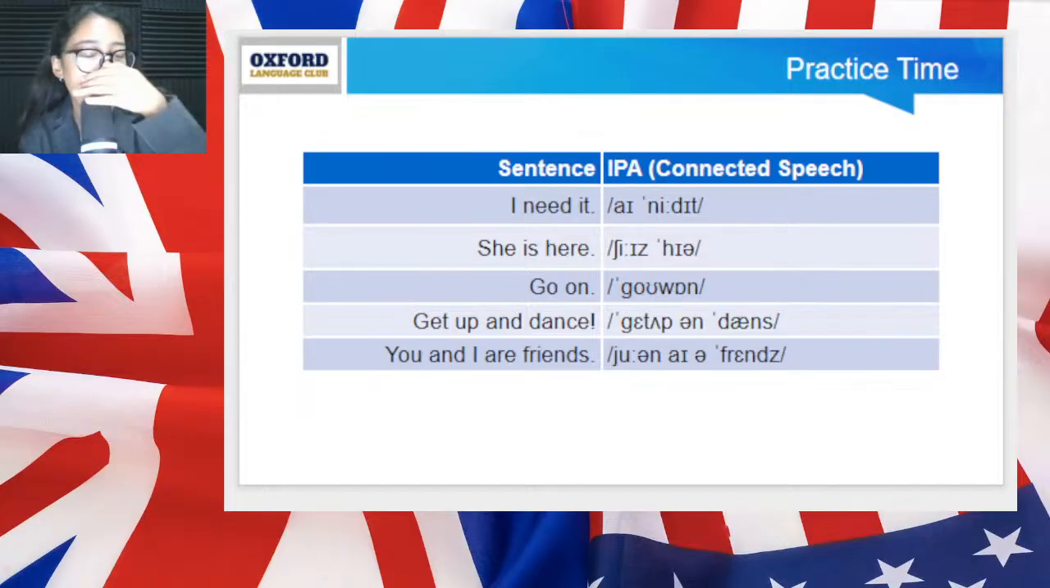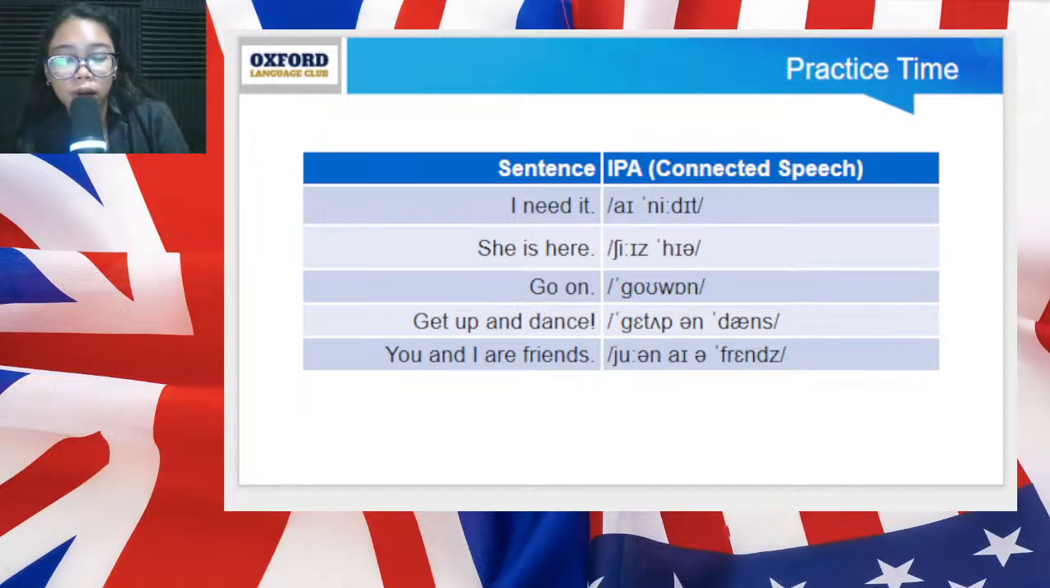Okay? Try saying it with me. And really feel that tiny bridge between go and on. Go on in clear speech, and in connected speech, go on. Again, go on. One more time, go on. Hear that smooth connection? All right, fantastic.